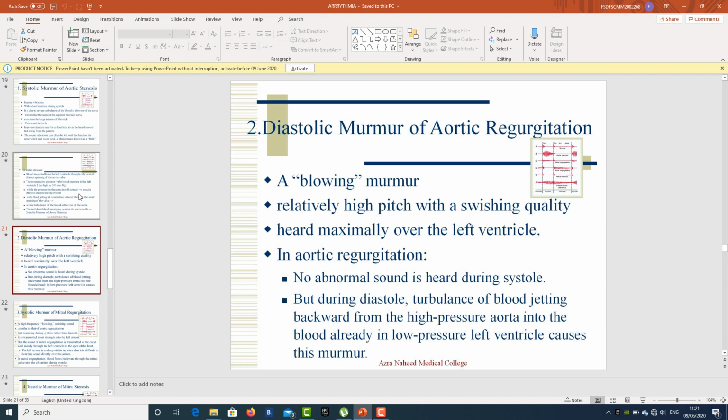In aortic regurgitation, there is no abnormal sound in heart. There is no abnormal sound heard during systole, but during diastole, the turbulence of blood jetting backward from the high pressure aorta into the blood already in low pressure left ventricle causes this murmur.